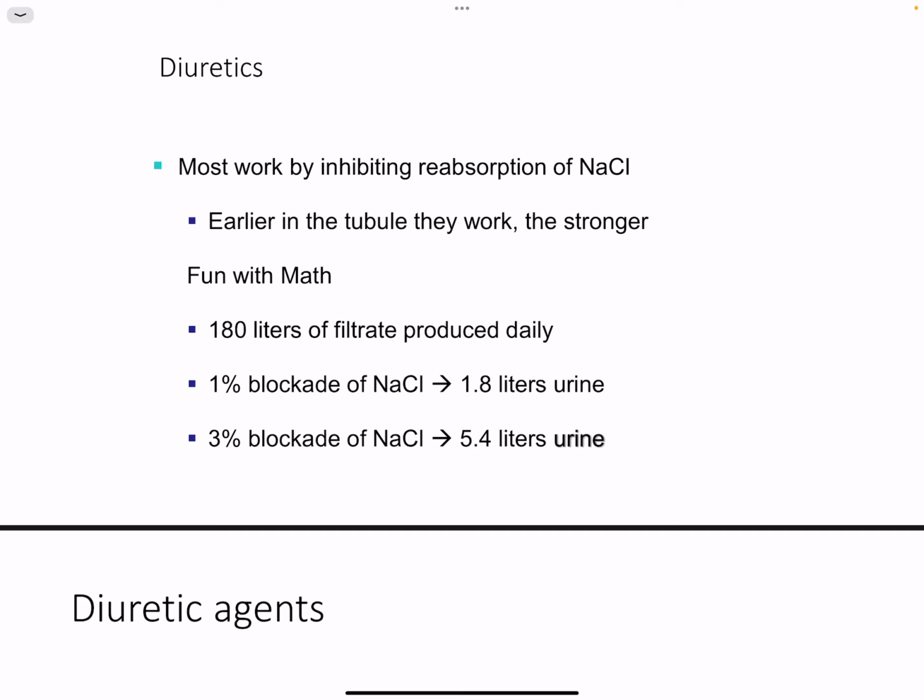Now, for example, if we block 5% of the sodium chloride, what will be the answer? 9 liters. If we block 10%, 18 liters. It depends on the inhibition of the reabsorption of sodium chloride. More sodium chloride inhibition means more urination; less inhibition means less urination.